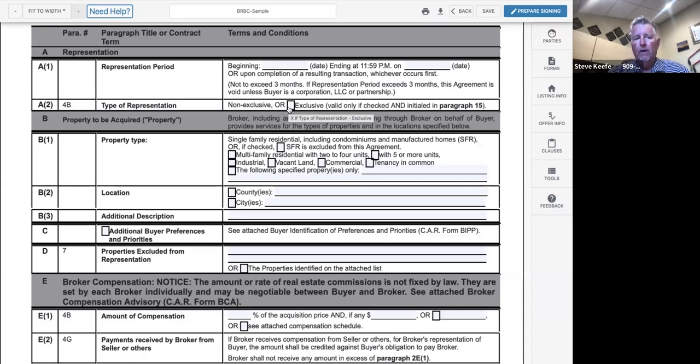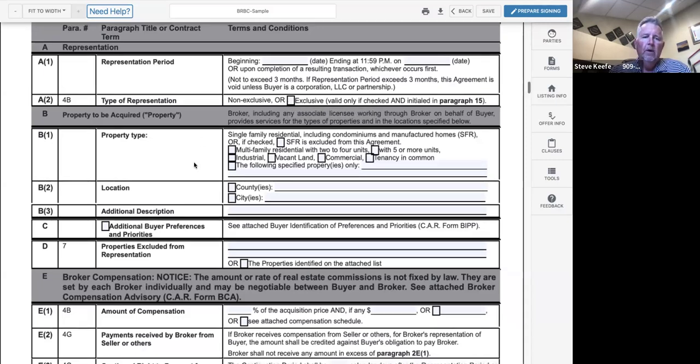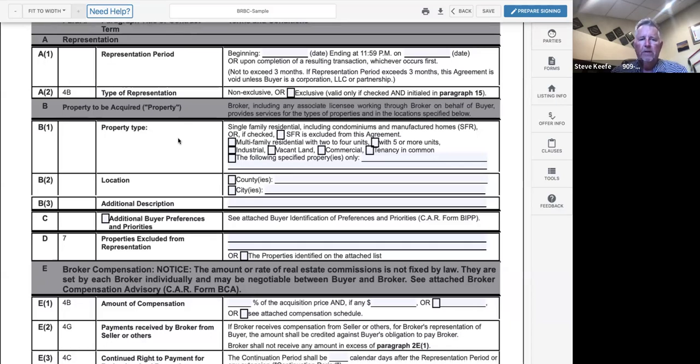So from your standpoint, if you've got an exclusive agreement, that grants you a lot more confidence that you're going to be able to make a deal for these people. Property type, it defaults to single family residential. So if you're just doing a single family residential property, then there's nothing to do. It automatically defaults to that.